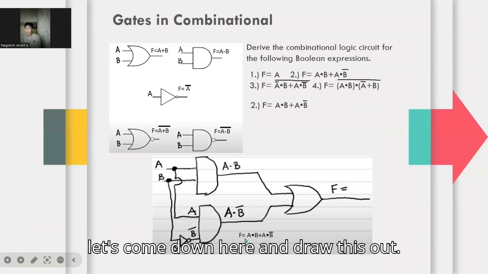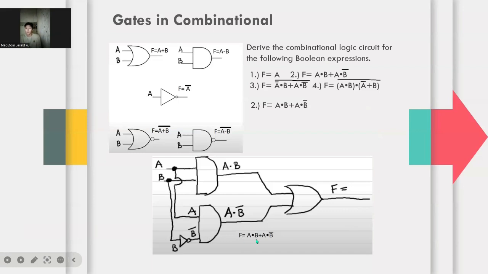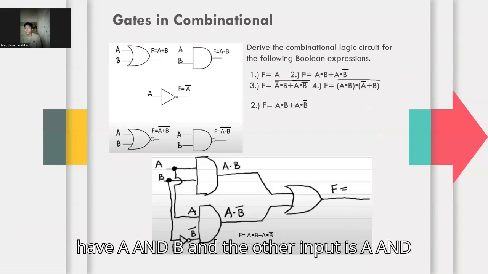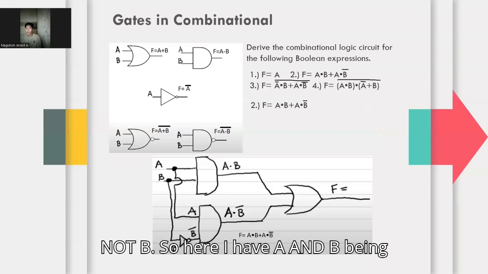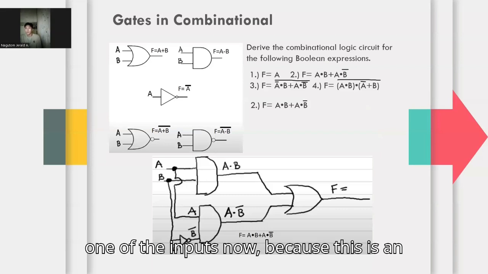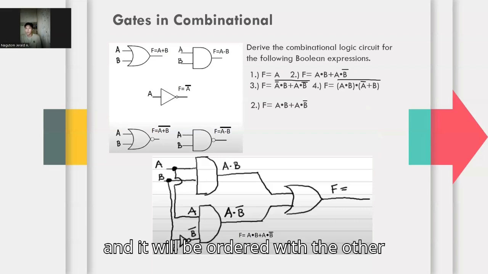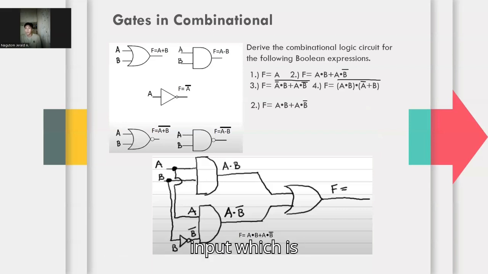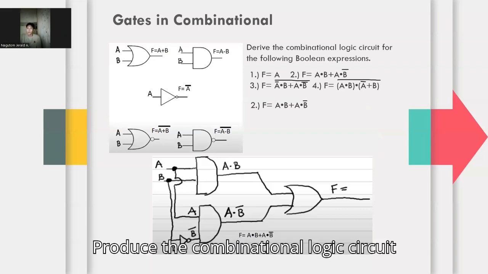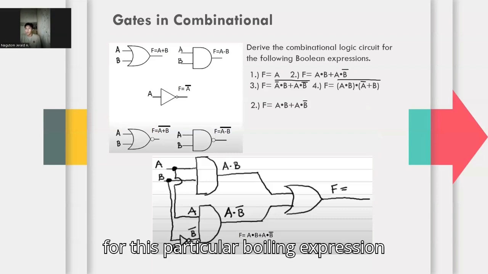Now let's come down here and draw this out. Let's have a look at the inputs. We have A and B, and the other input is A and not B. So here I have A and B being one of the inputs now, because this is an OR gate. This will be an OR symbol here, and it will be ORed with the other input, to produce the combinational logic circuit for this particular Boolean expression here.